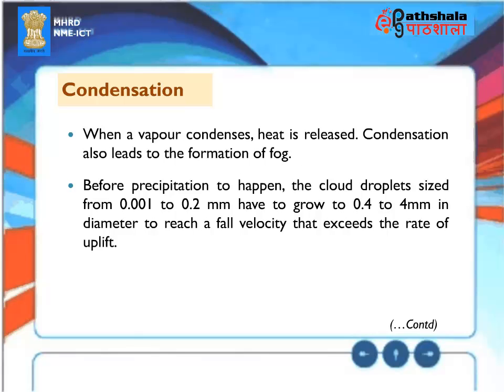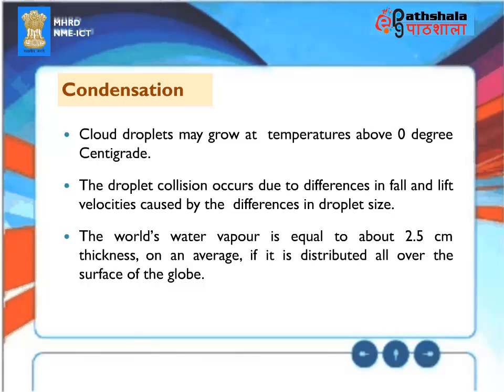When a vapor condenses, heat is released. Condensation also leads to the formation of fog. Before precipitation can happen, the cloud droplets, sized from 0.001 to 0.2 millimeters, have to grow to 0.4 to 4 millimeters in diameter to reach a fall velocity that exceeds the rate of uplift. Cloud droplets may grow at temperatures above 0 degrees centigrade. The droplet collision occurs due to differences in fall and lift velocities caused by the differences in droplet size.